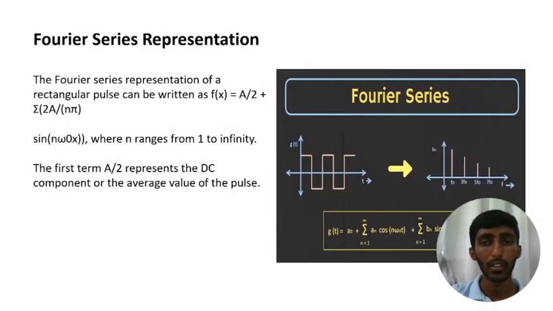Fourier series representation. The Fourier series representation of a rectangular pulse can be written as f of x is equal to A by 2 plus sigma of 2A by n pi, where n ranges from 1 to infinity. The first term A by 2 represents the DC component or the average value of the pulse. As you can see in the picture, this is the representation of Fourier series.